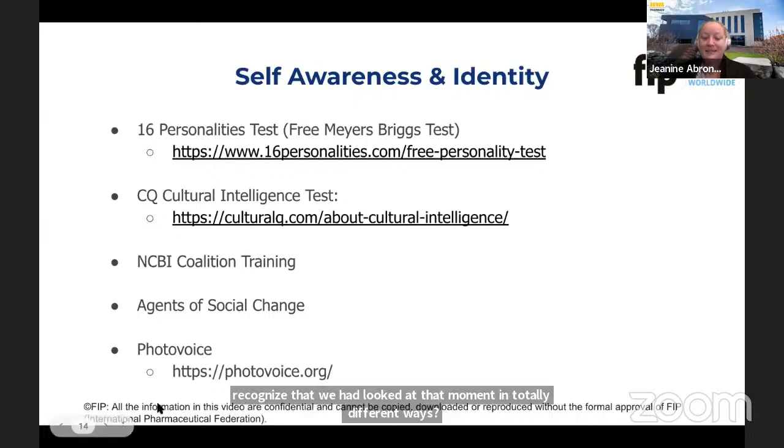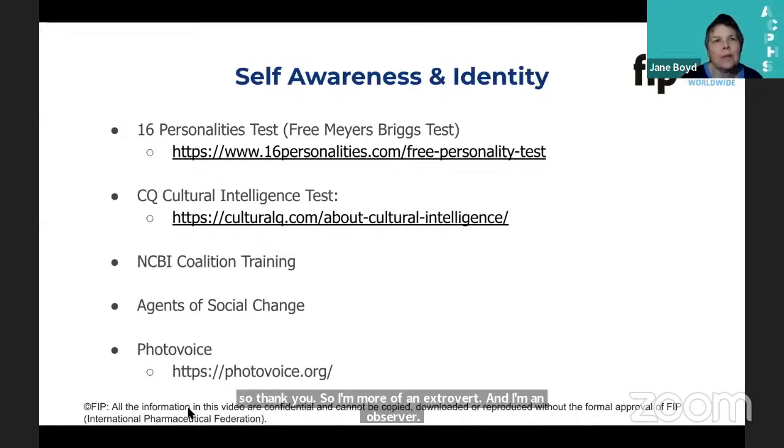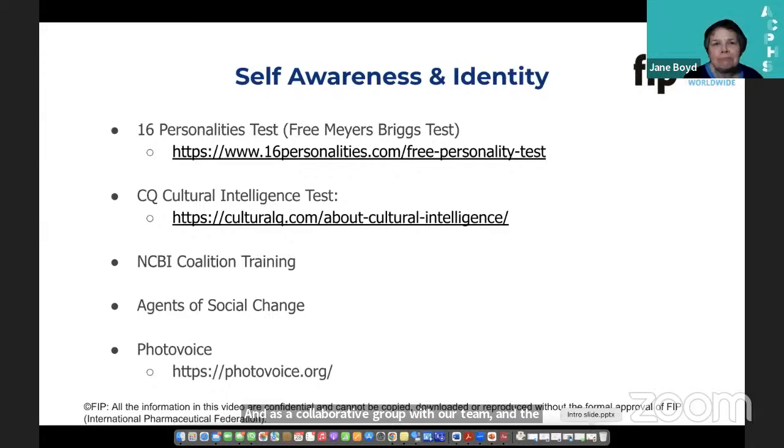Okay, so I am going to ask Jane first, and I'll explain a little bit what that is. Jane, are you an extrovert or an introvert in your personality, and what is your Myers-Briggs profile? So thank you. I'm more of an extrovert, and I'm an observer. Those are my two key strengths. I analyze a little bit, but I'm more extrovert, so I share a lot of the information that I have. And as a collaborative group with our team and the community we serve, we're able to balance that and come up with the best solutions.